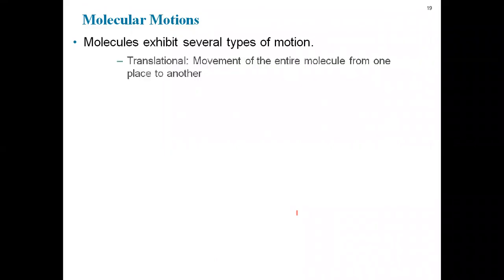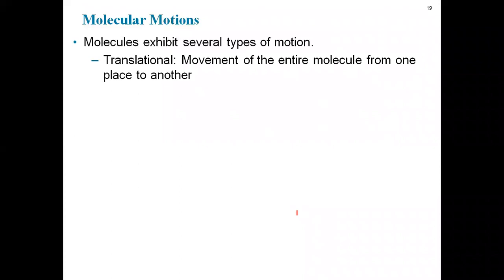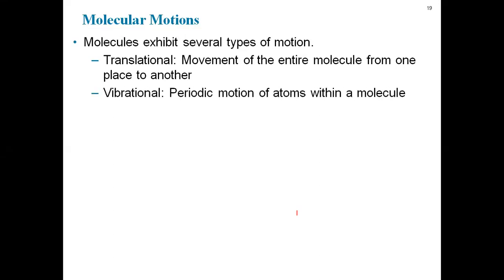Okay, so in addition to the kinetic energy, those molecules can also have other motions. Molecules usually exhibit several types of motion. The translational motion gives us the kinetic energy, which is the movement of the entire molecule from one place to another place. Vibrational motion is the periodic motion of atoms within a molecule.